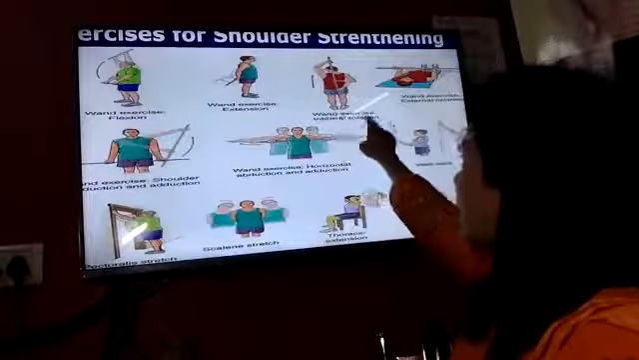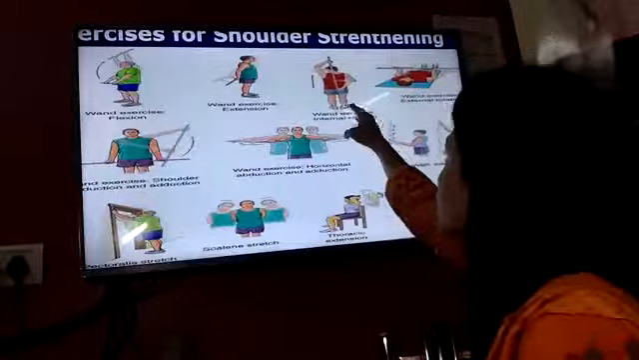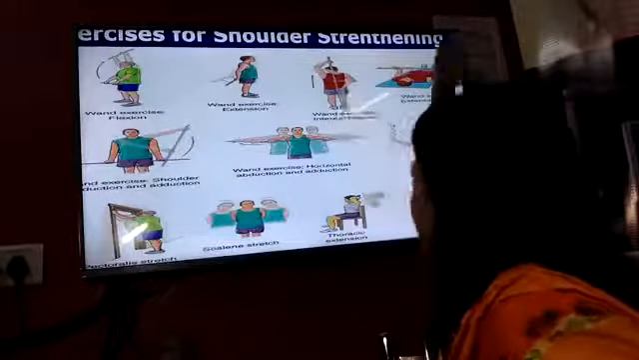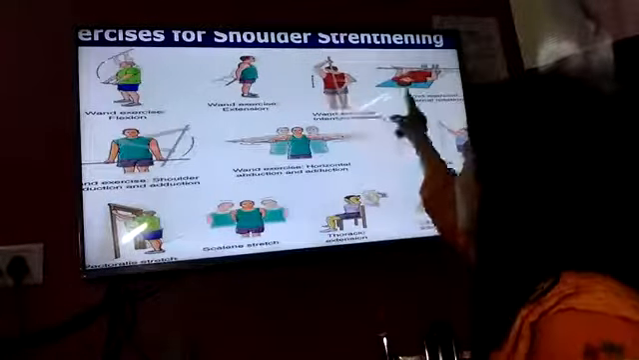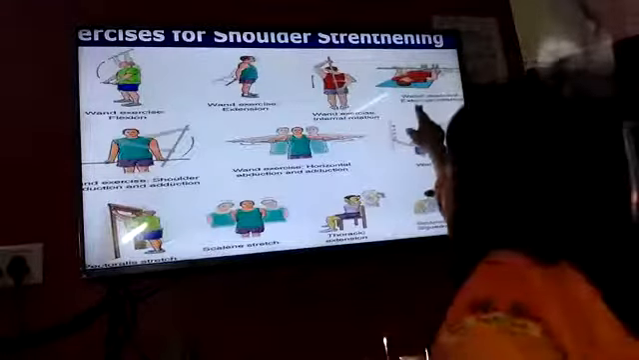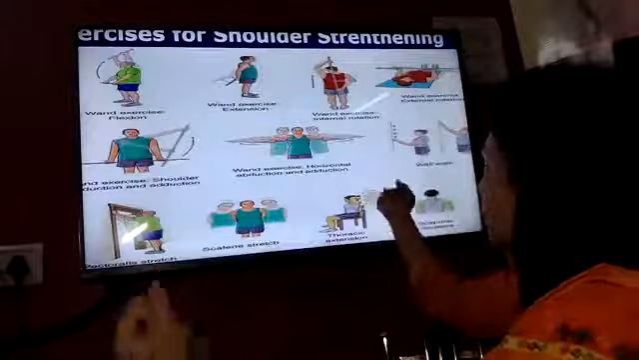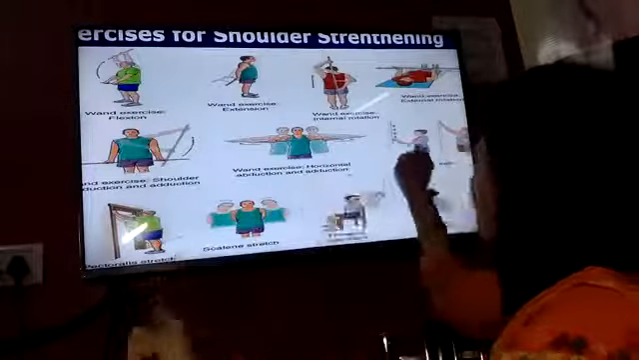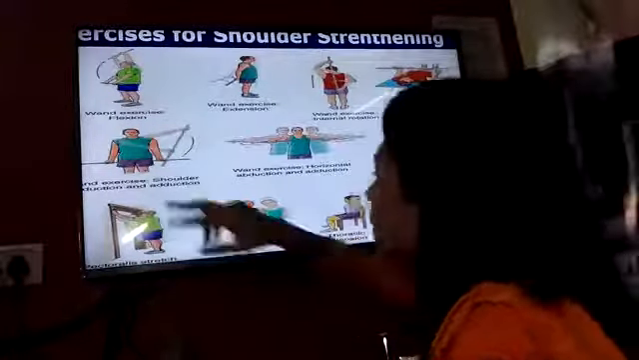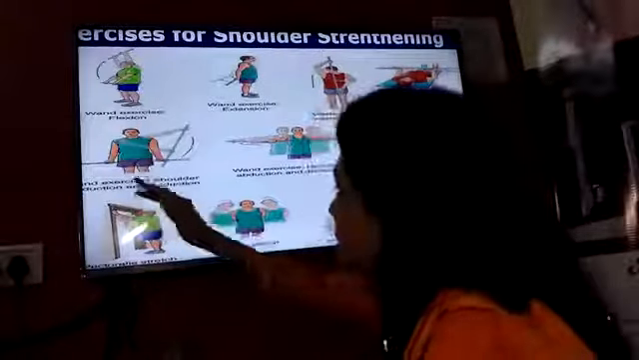Then this is a band exercise for internal rotations. Like holding in this direction, we can do the internal rotation. And for band external rotation, we can lie down like this and pull the band up away from the body for the external rotation. Then this is the shoulder abduction and adduction.